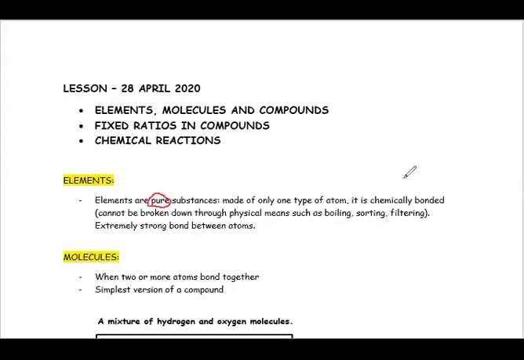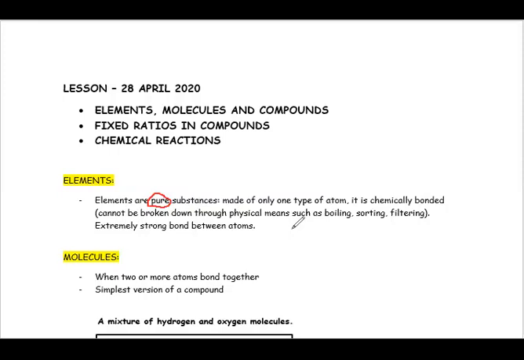So, if you look at oxygen, if I have a tank of oxygen gas, it will only be made from oxygen atoms, right? If I have a gold bar, it will only be made of gold atoms. Right, so it is chemically bonded, which means it cannot be broken down through physical means such as boiling, sorting, filtering.